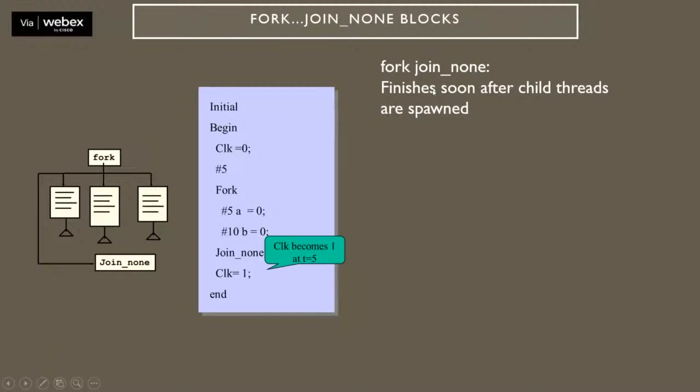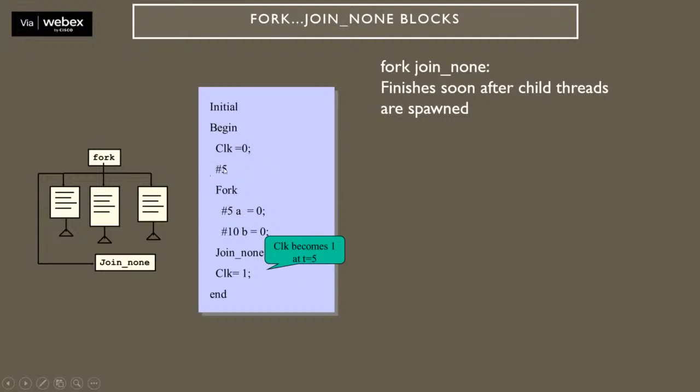Here the parent finishes as soon as the child threads are spawned. That means you are going to fork it, but as soon as you fork it, you are not going to wait for any of the child threads to complete their process. You are not going to wait for it. You are just going to go for the next execution of the statement which is beyond it.